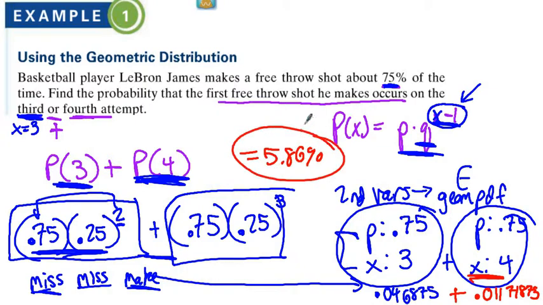5.86%, or 0.0586. So the chance that the first one he makes occurs on the third or the fourth is this. Now that's pretty low, but keep in mind he's a pretty decent free throw shooter, so it's likely that he's going to make it before the third or the fourth. That's why it's such a low number.